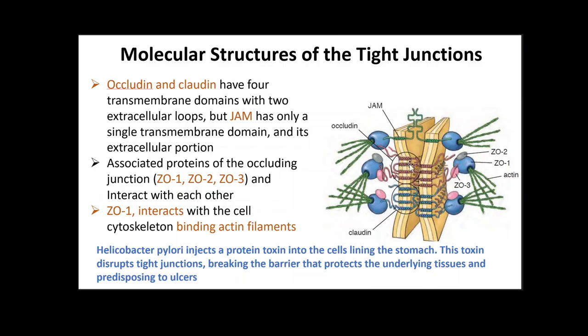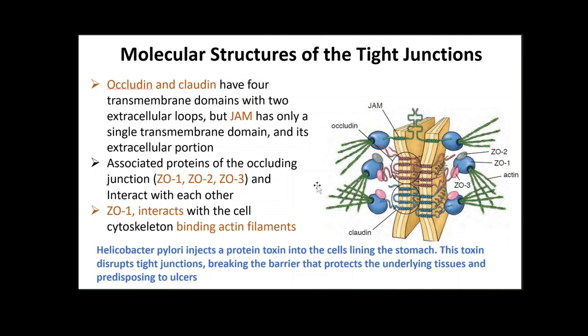The transmembrane is the structure that crosses the membrane all the way from the outside to the inside. Each one of those has four transmembrane domains, which are those spiral structures here. Each one has two extracellular loops, as you can see, this one and this one are extracellular. And the JAM, the junction adhesion molecule, is only a single transmembrane molecule. All three, the JAM and occludin, attach to other proteins intracellularly.